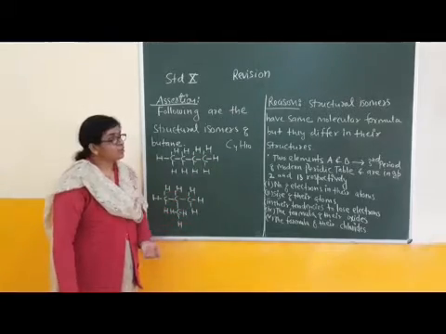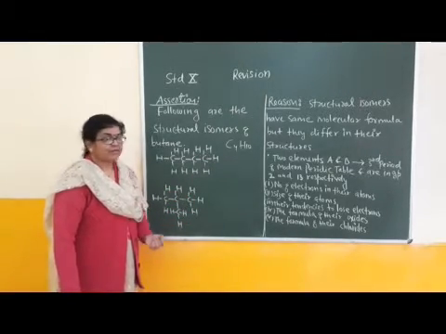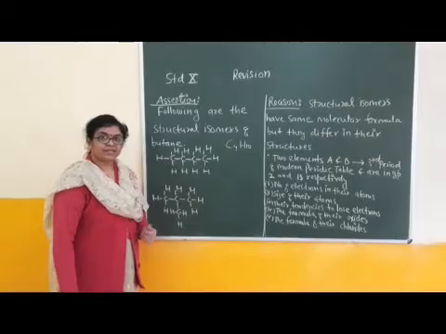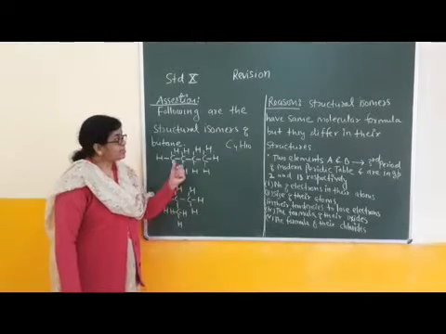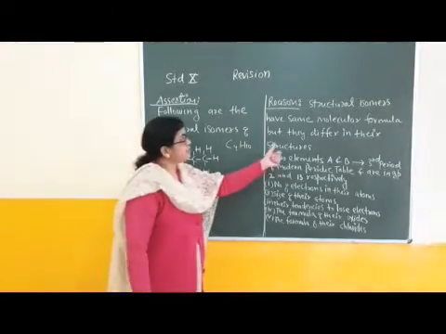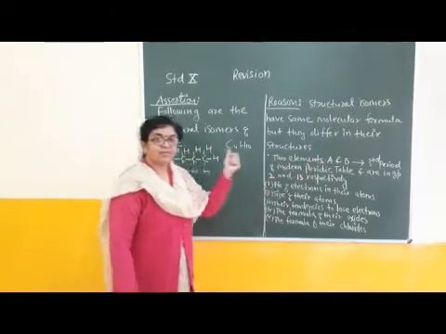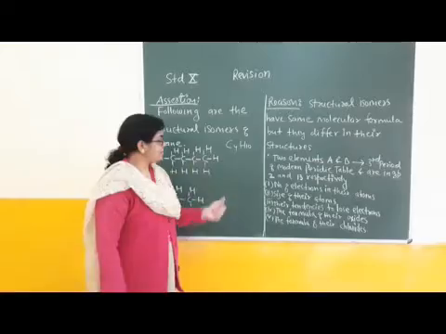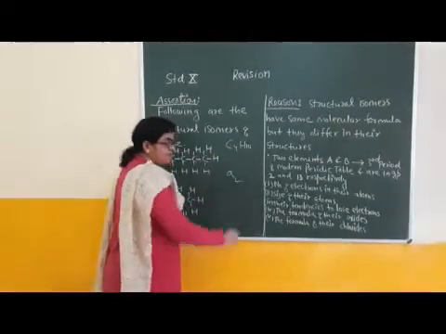Then the correct code for this question is A. Assertion and reason both are correct and reason is the correct explanation for assertion. Okay children? Like this.